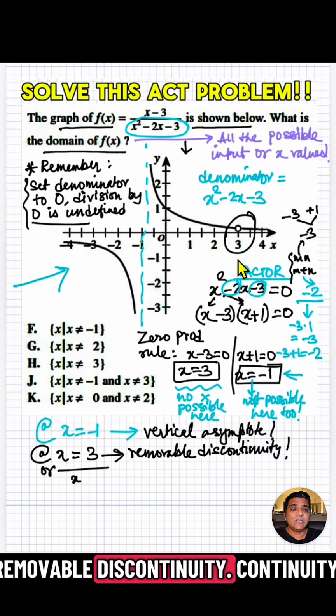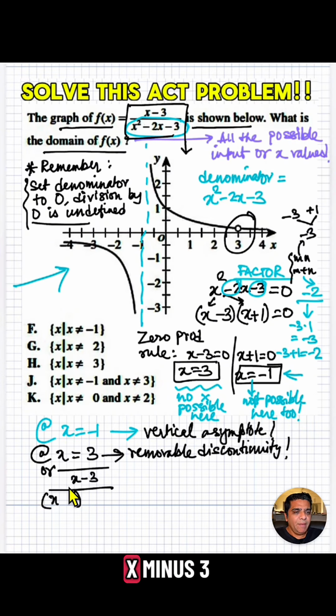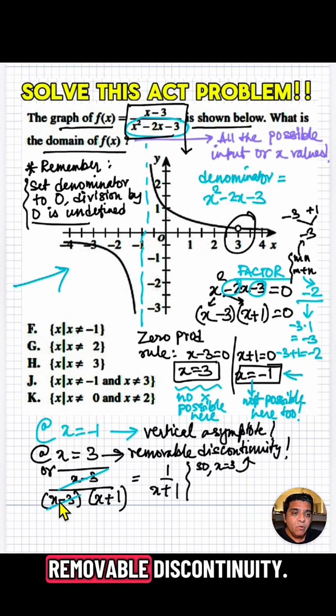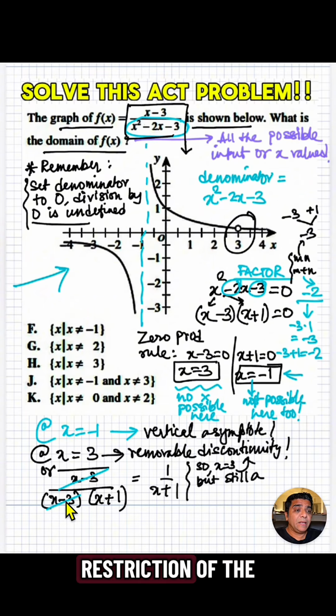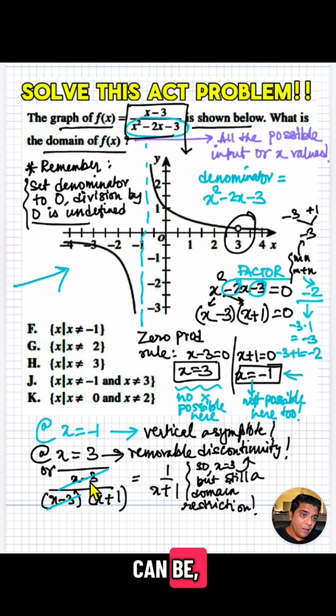It's a removable discontinuity. What the meaning of that is, if you look here, you have x minus 3 divided by, we factored this as, x minus 3 times x plus 1. So the x minus 3 gets cancelled off. It's getting removed, so it's a removable discontinuity. However, the restriction of the domain still has to be maintained, even though the x minus 3 can be removed after factoring, it's still a domain restriction.